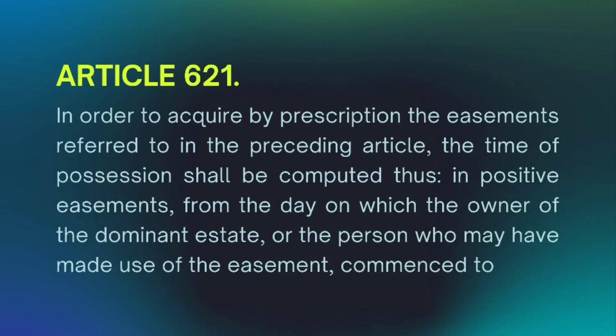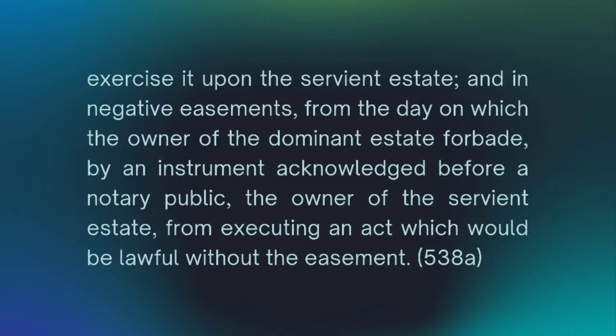shall be computed thus. In positive easements, from the day on which the owner of the dominant estate, or the person who may have made use of the easement, commenced to exercise it upon the servient estate. And in negative easements, from the day on which the owner of the dominant estate forbade, by an instrument acknowledged before a notary public, the owner of the servient estate from executing an act which would be lawful without the easement.